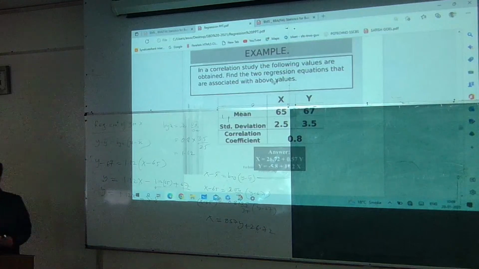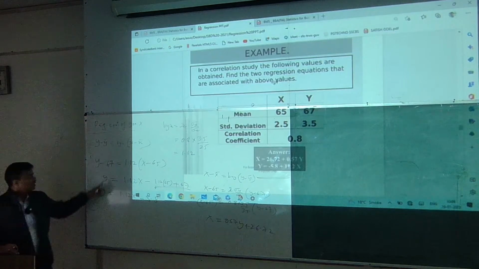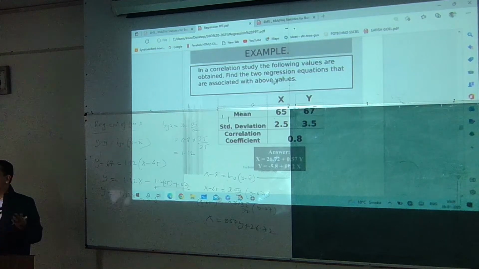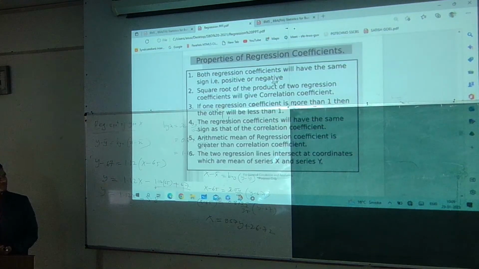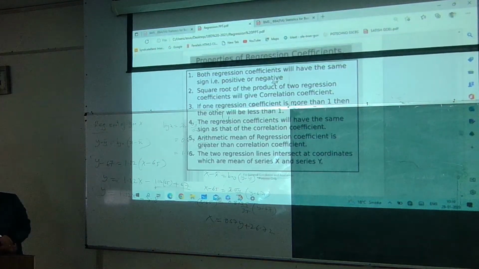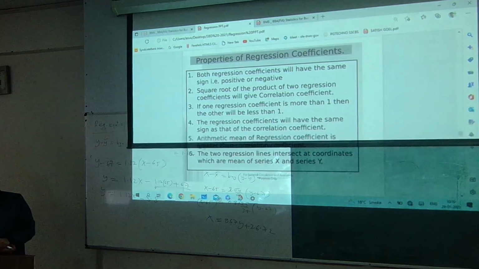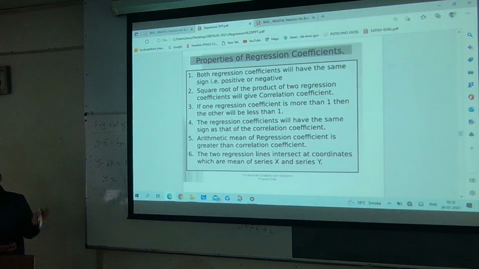So this way, if your information is given in this summarized way, you can easily obtain the equation of y on x as well as x on y, using these two formulas, or if you know the exact form of regression equations. Further, these are some properties of the regression coefficients. Number one, both regression coefficients will have the same sign, either both positive or both negative. अगर एक नेगेटिव है तो दूसरा भी नेगेटिव होगा. It is not like that one is negative, other is positive.